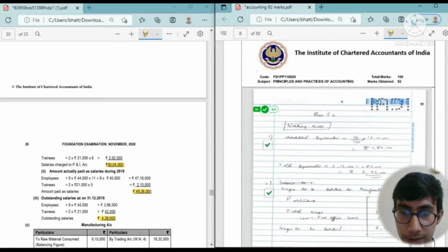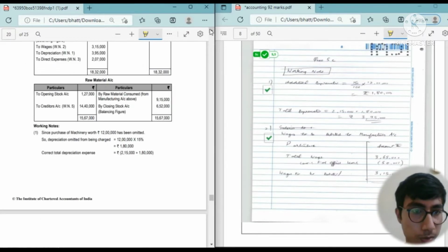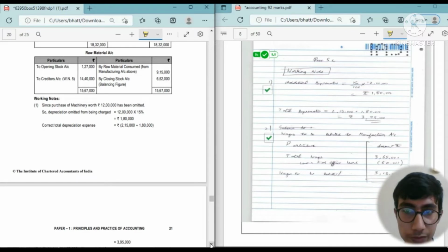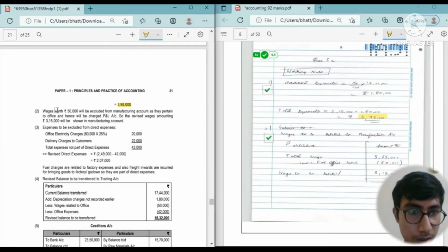Then there comes the fifth C part. Here I got 9.5 marks. There were a lot of working notes, like manufacturing. I'll start with the working notes. First, I have shown the working note for depreciation. There was correct depreciation expense. I have also shown this 3,95,000. Then the second one was for wages.